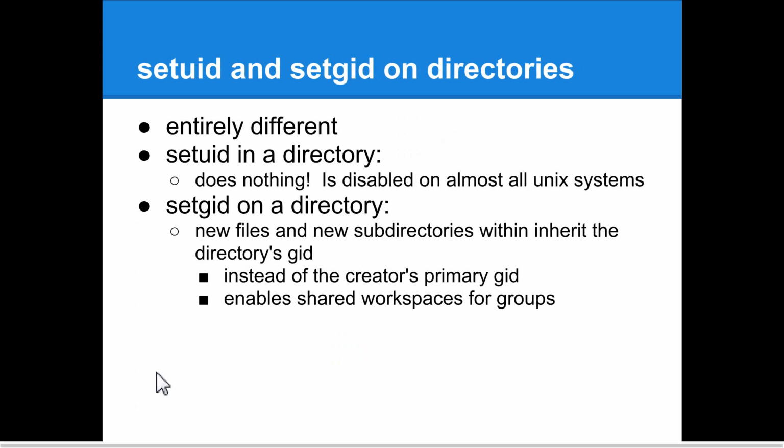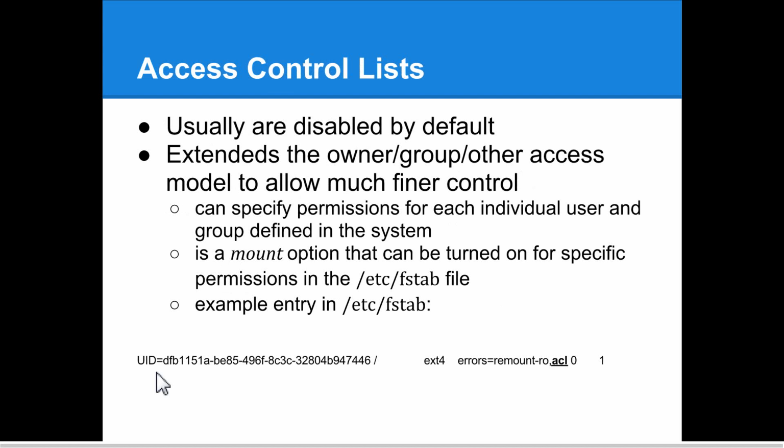setUID and setGID are entirely different if they're applied to directories. setGID does nothing, I believe. No, setUID does nothing. It's disabled in almost all Unix systems. setGID basically, whenever files are created, they're created with the group of whatever the GID for the directory is. What am I doing on time? Any questions on permissions so far?